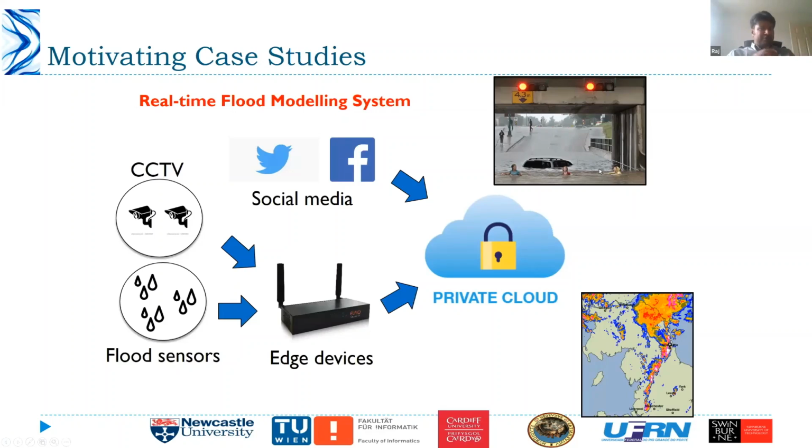So we are developing a solution based on monitoring the CCTV images, the water level sensors and social media feeds to be able to detect this flash flood before it happens, and then send warning signs to the drivers in that area. This is one of the projects funded by the Natural Environment Research Council of UKRI, where we are looking to use urban observatory data to develop a real-time flood modeling system. This is just one of those examples.